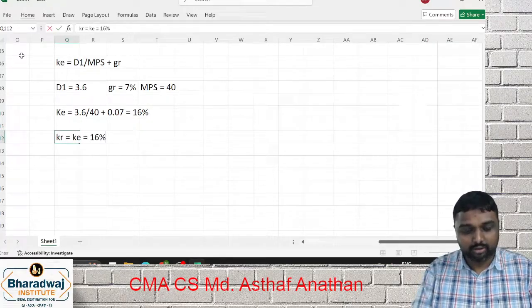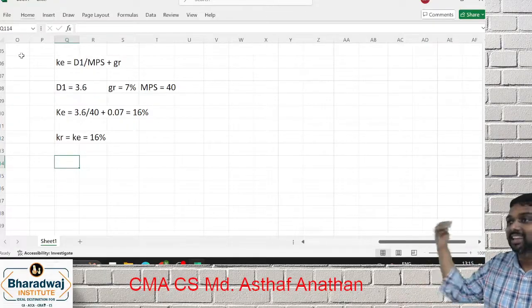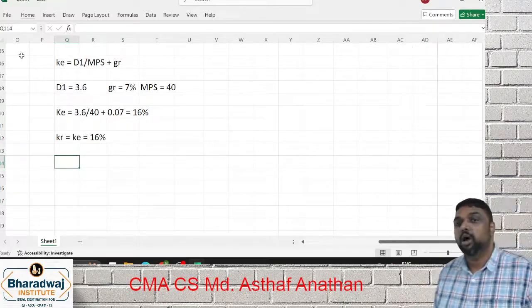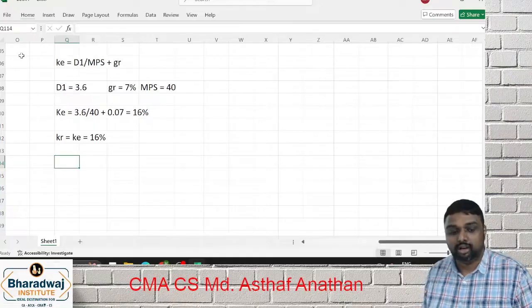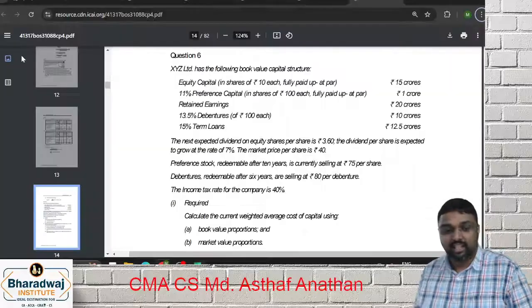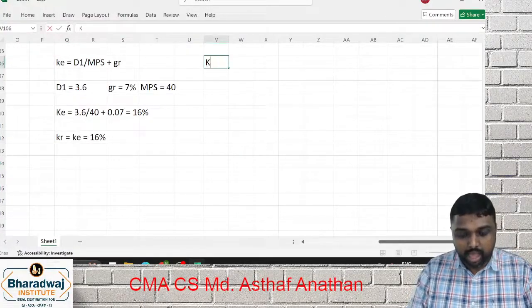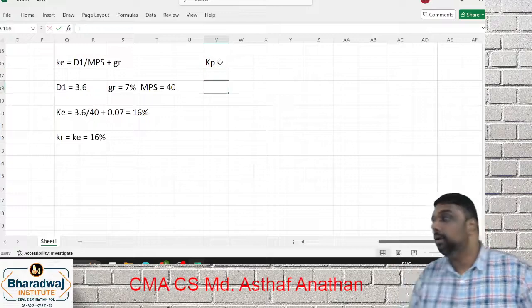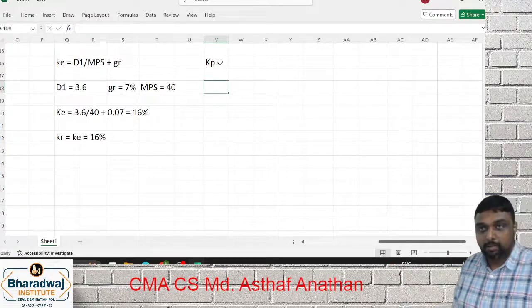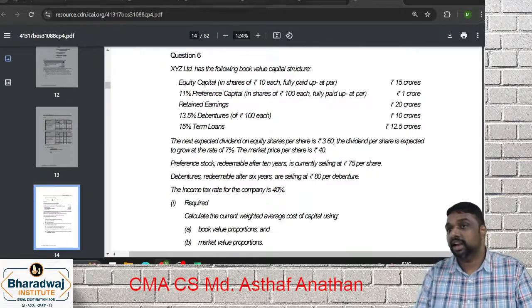We'll do KR. KR is equal to KE. There is no adjustment of shareholder tax, no adjustment of brokerage or flotation cost. So KR is equal to K. How interesting, friends. Next we will go for KP. KP, redeemable or irredeemable? Redeemable. How do you know it is redeemable? Preferred stock after 10 years.